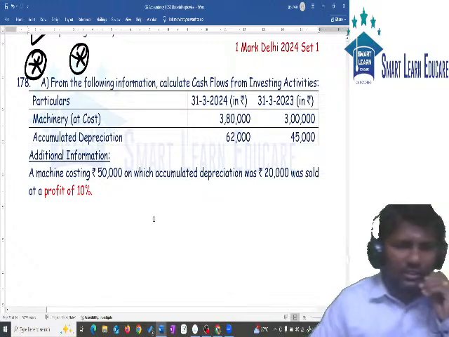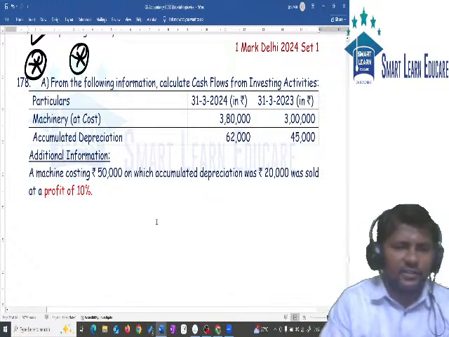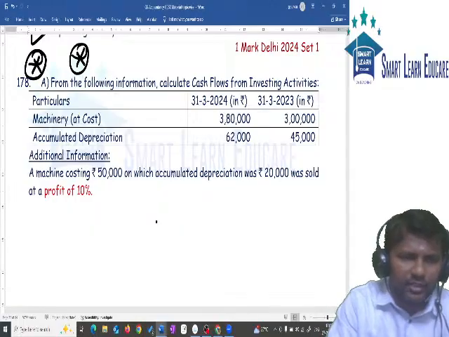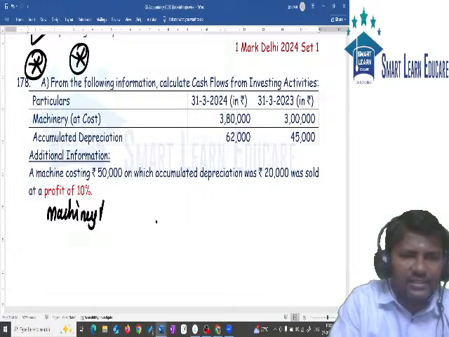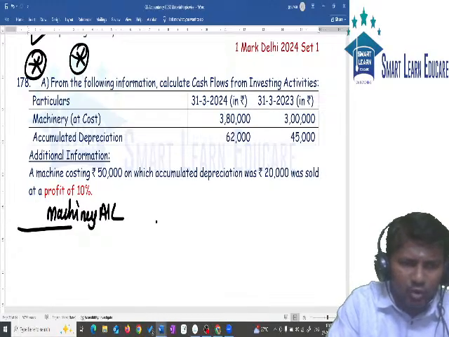See how to solve this type of question. First of all, you should have an asset account. First you should have a machinery account. Machinery is an asset. An asset will have a debit balance. So first, open the machinery account.